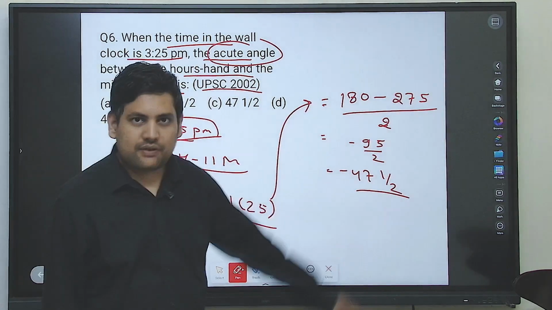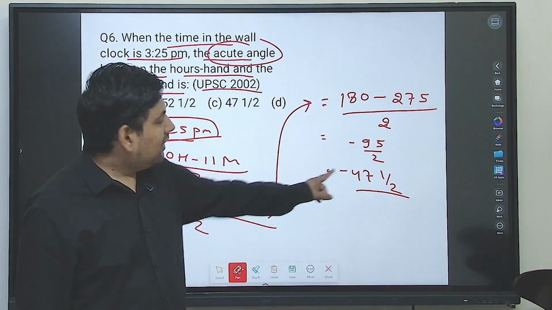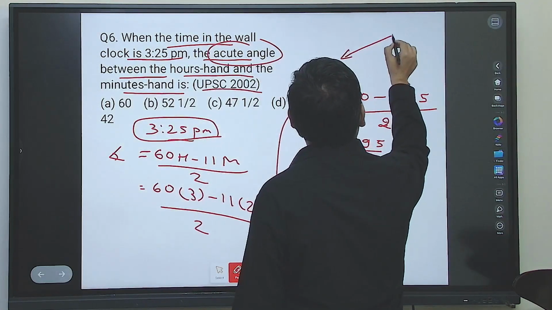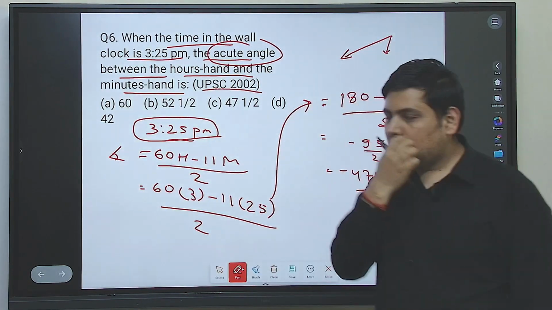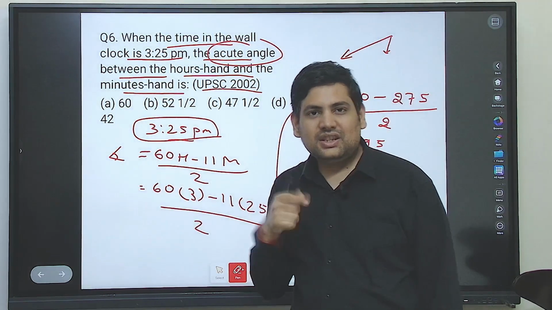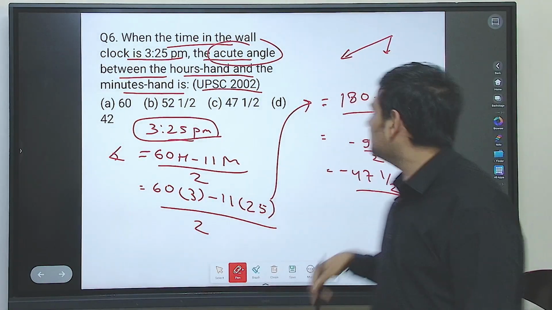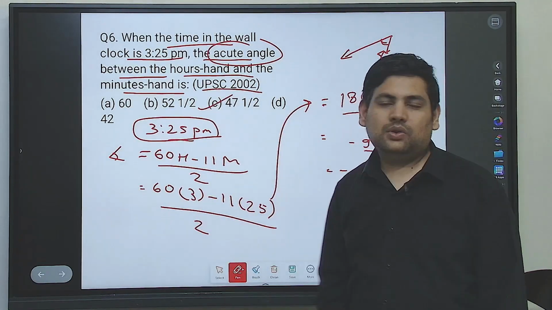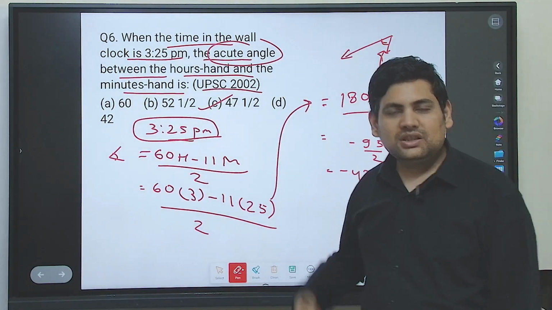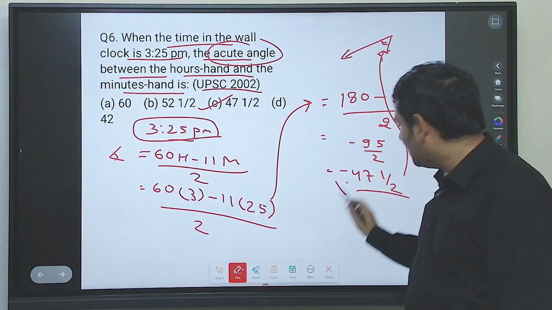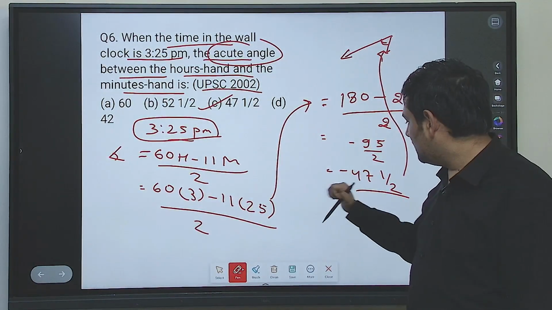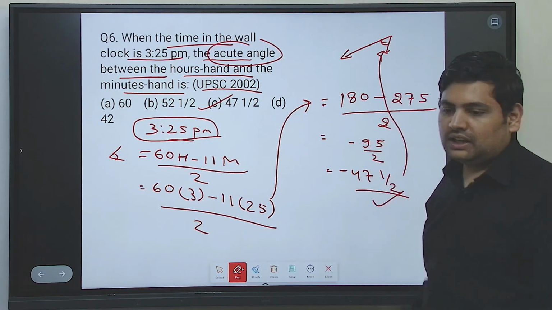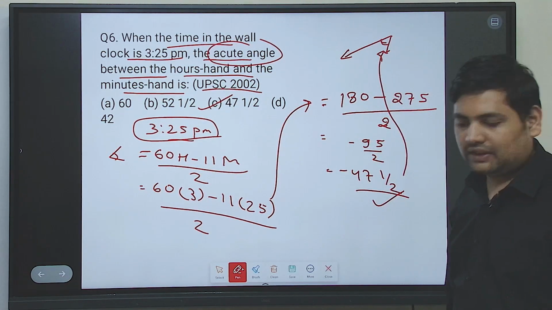47 and a half. Now, even though I got a minus, it does not matter. It only means that the minute hand is ahead of the hour hand. Otherwise, what is it asking you? It is just asking you the acute angle between them. So the acute angle will be the same, that is 47 and a half. This won't change. It only means that the minute hand is ahead. Don't reject it because you got a minus. This is perfectly fine. It just shows the minute hand is ahead of the hour hand. That's it for this one.